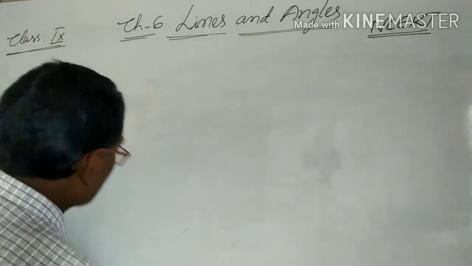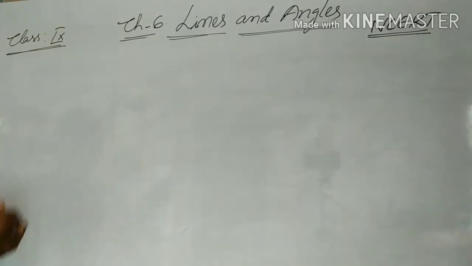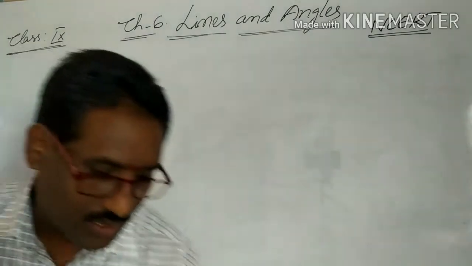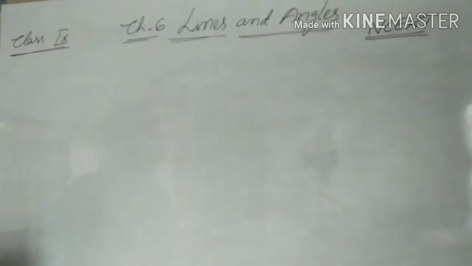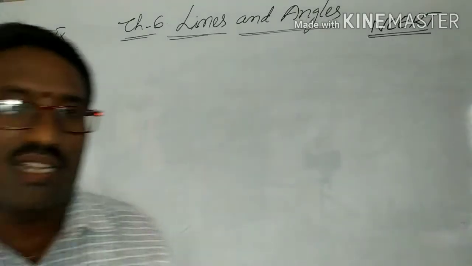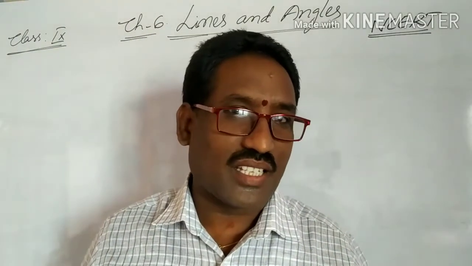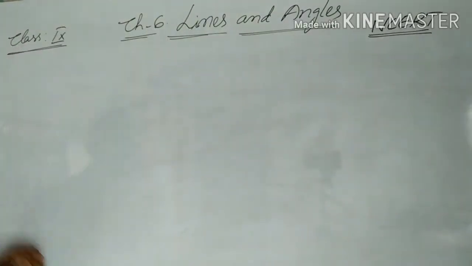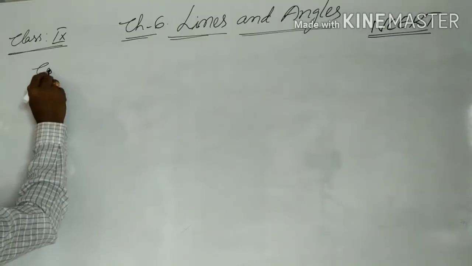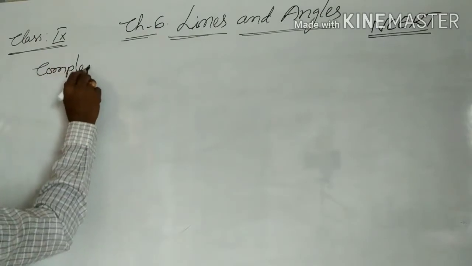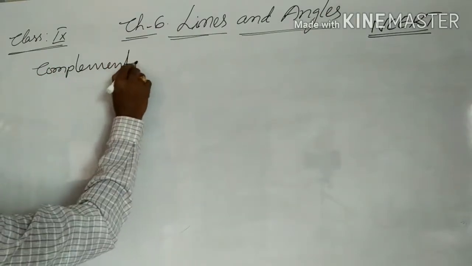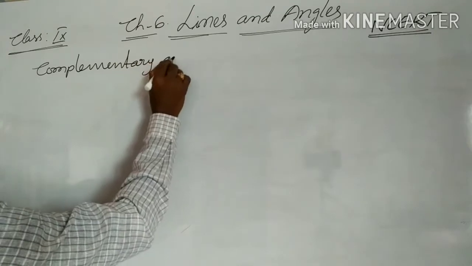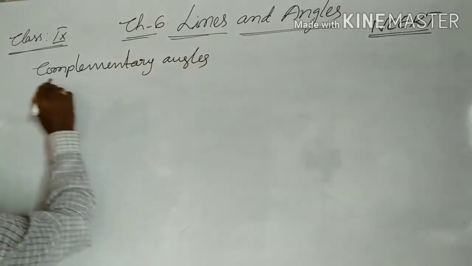See now how this is. Now again some angles are there. What are the complete angles? These are complementary angles, adjacent angles, linear pair. These are all very important to us, so again we discuss. What are the complementary angles?